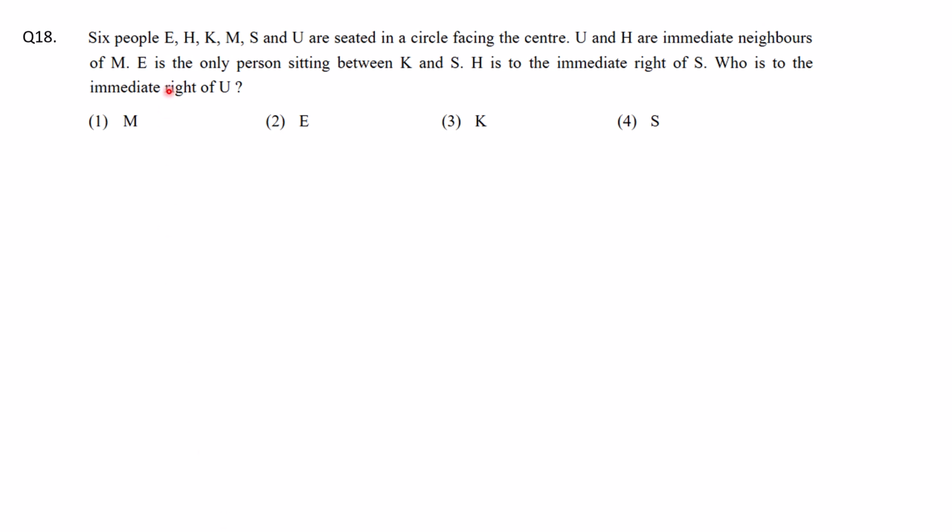Now question number 18, 6 people E, H, K, M, S and U are seated in a circle facing the center. So let's take a circle and there are 6 people sitting around it and facing towards the center. Now U and H are immediate neighbors of M. So first of all, let me put the positions for 6 people. 1, 2, you can put in any order. 5, 6. First it says U and H are immediate neighbors of M.